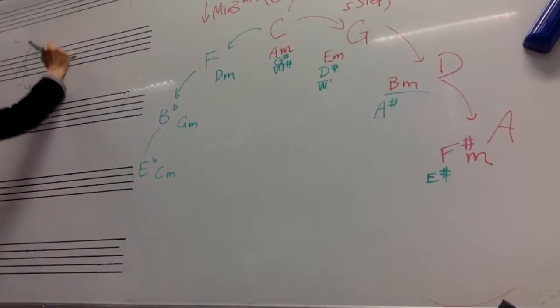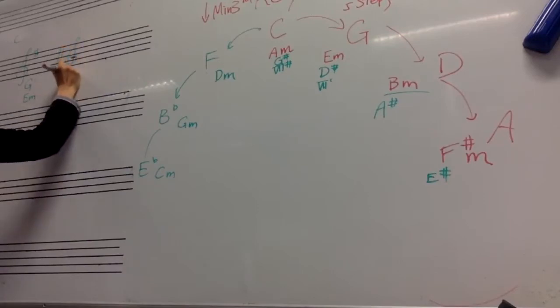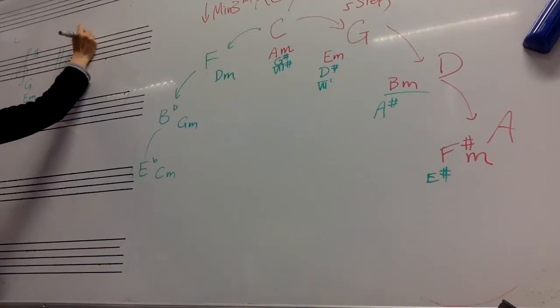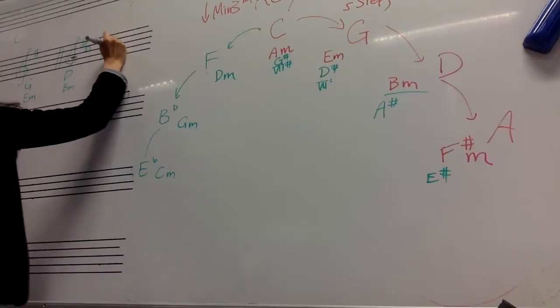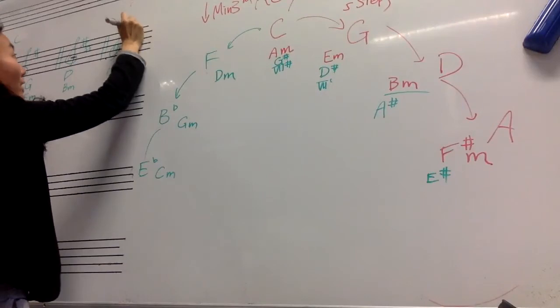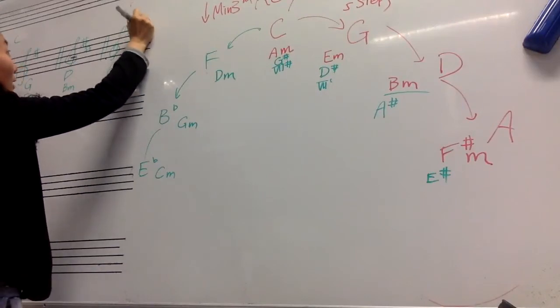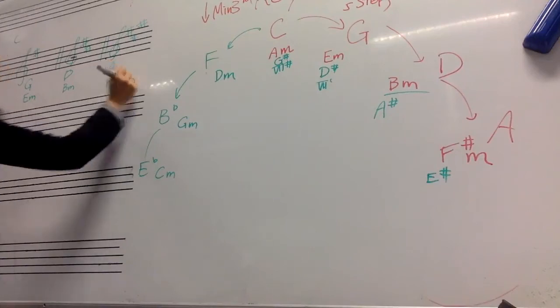Doesn't D have 2 sharps? Yeah, no, I'm just asking a question. D, 2 sharps, and then the next one's A. D major has F sharp, C sharp. And the next one, A major, you have F sharp, C sharp, and G sharp. And the relative minor is F sharp minor.